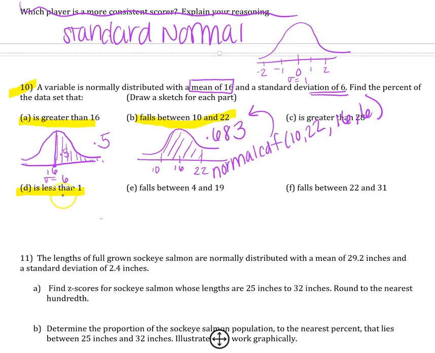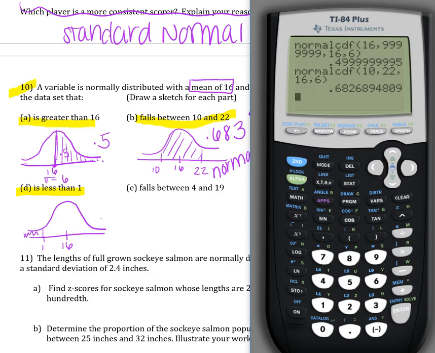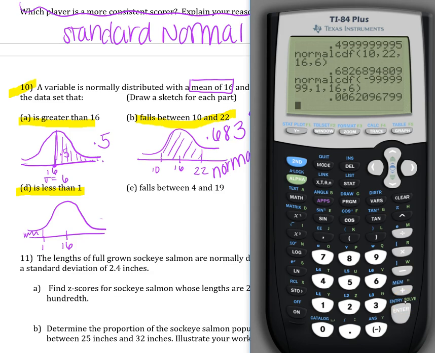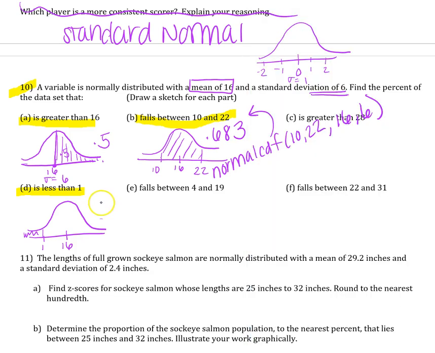Lastly, we'll do one where I have to be less than 1. It's going to be small. So this is 16. Less than 1, that means we're shading to the left. Now your lower bound here is going to be negative infinity. So I'll do second vars, option 2. I'll write negative 999999999. Okay, so a really big negative number is sufficient. Our upper bound is 1. Mean is 16, standard deviation 6, so 0.006.